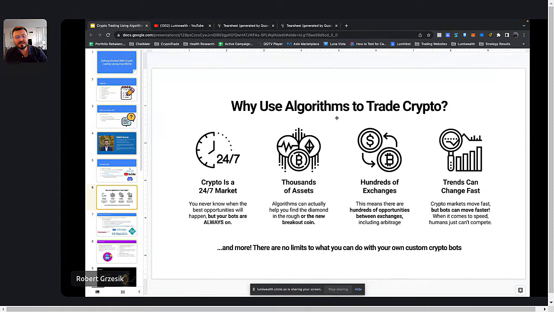Second of all, there's thousands of assets out there. I don't know if you guys have ever looked through the whole universe of crypto coins, but there's so many of them out there. There's tons of them on Binance. If you go to something like a decentralized exchange, like PancakeSwap or SushiSwap, there's literally thousands upon thousands of these things. A lot of them are garbage, of course. But if you can sift through a lot of that garbage, you can actually find a lot of really good gems. Doing that manually can be a pain. If you have an algorithm, it can make things a lot easier for you.